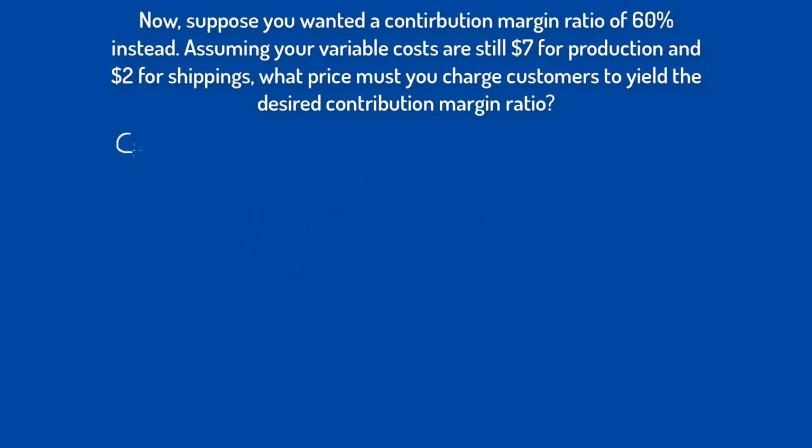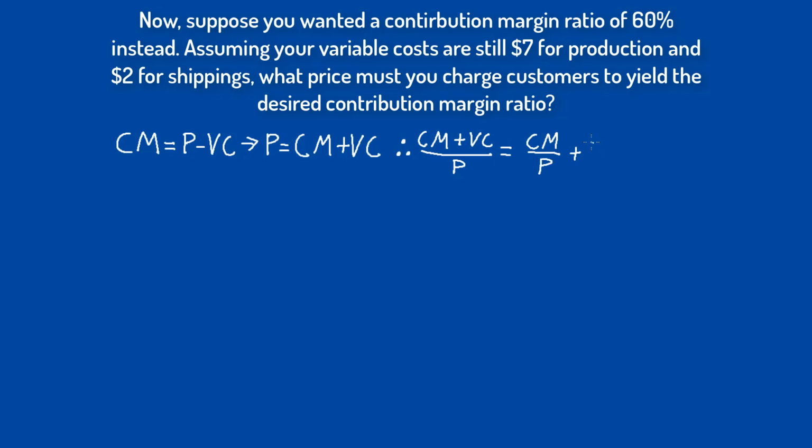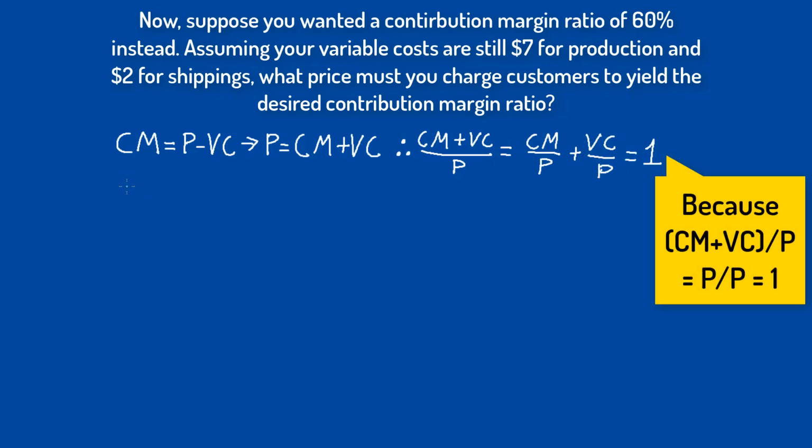The first thing that we need to realize is that since the contribution margin is the difference between the price and variable cost, the price equals the contribution margin plus variable cost. And if we express the contribution margin plus variable cost as a percentage of price, we can break it down to contribution margin ratio plus variable cost ratio always equals 1.